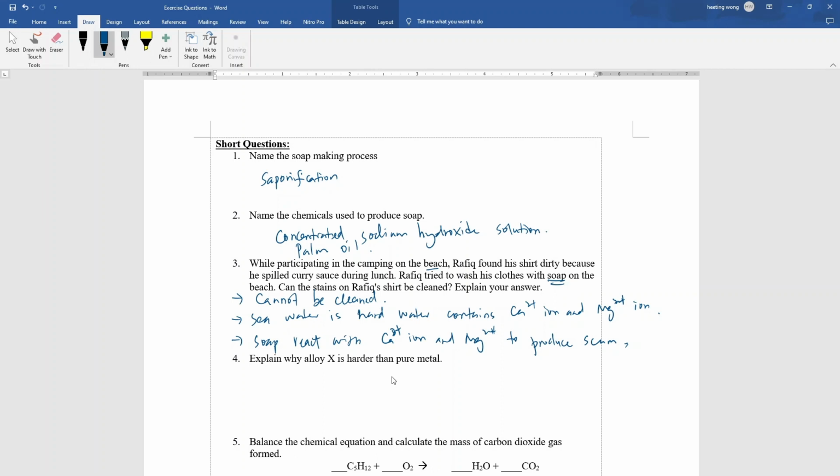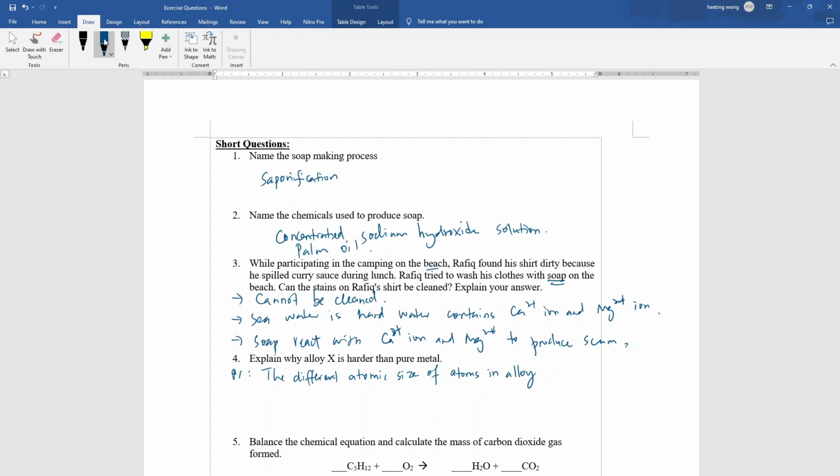disrupt or disturb the orderly arrangement of atoms in pure metal.